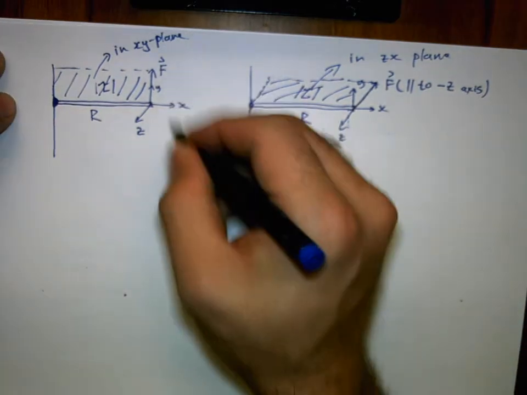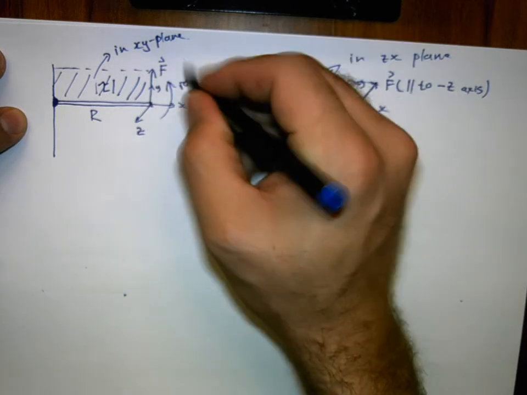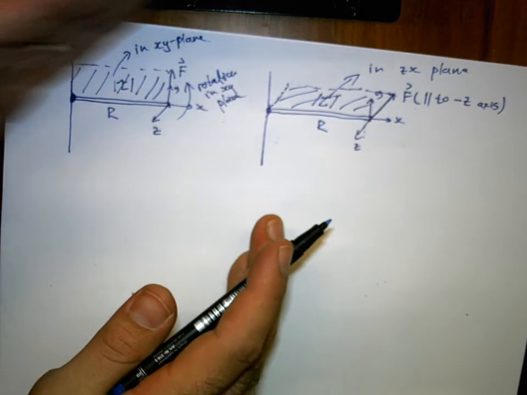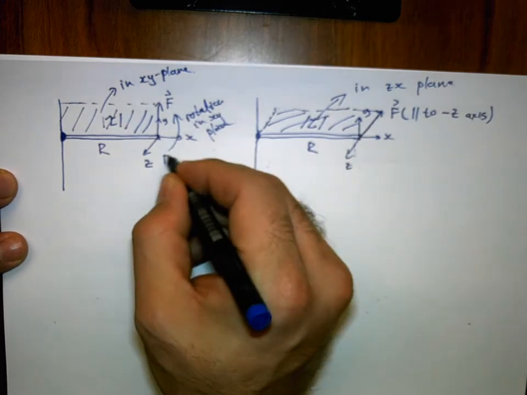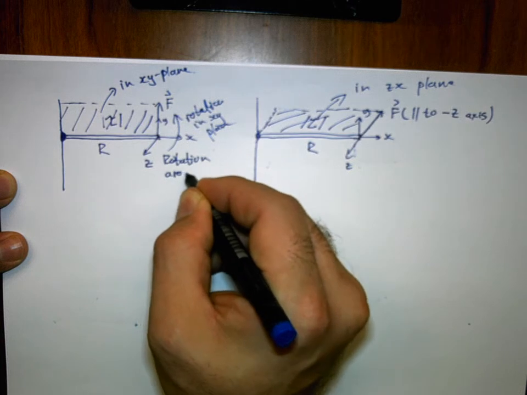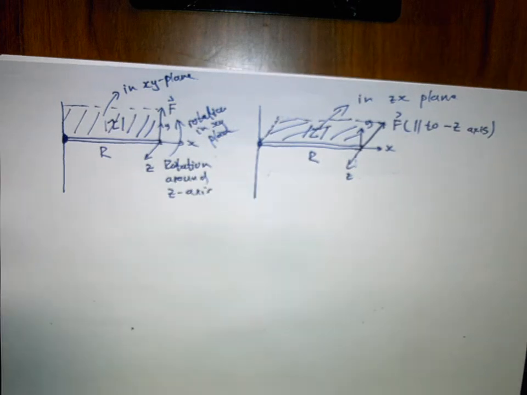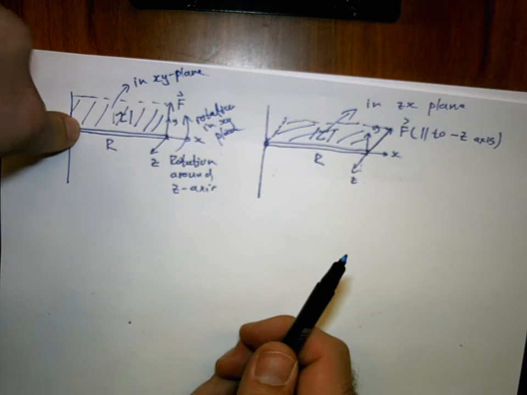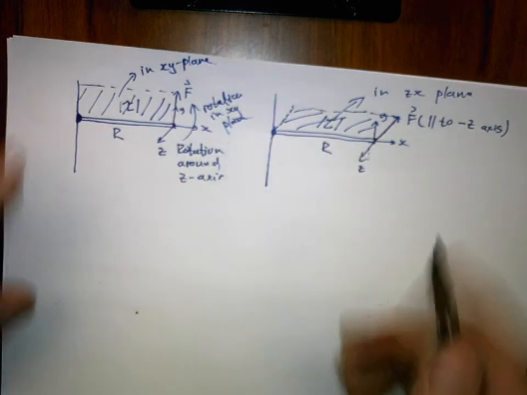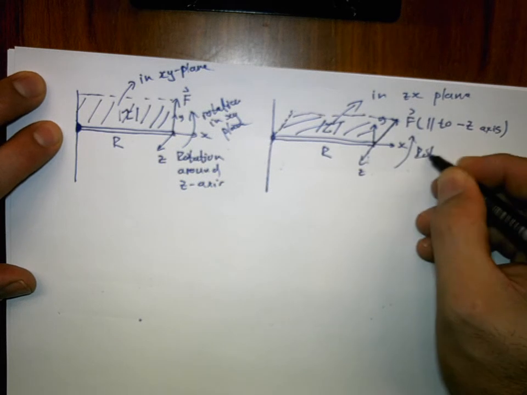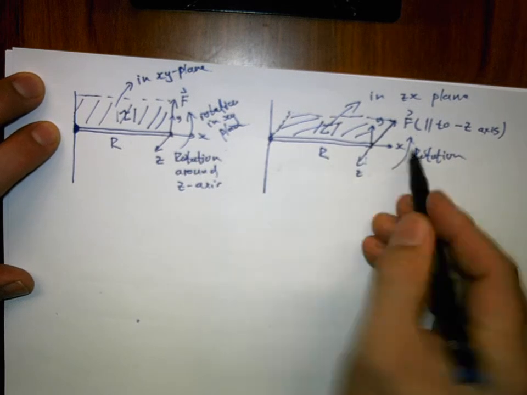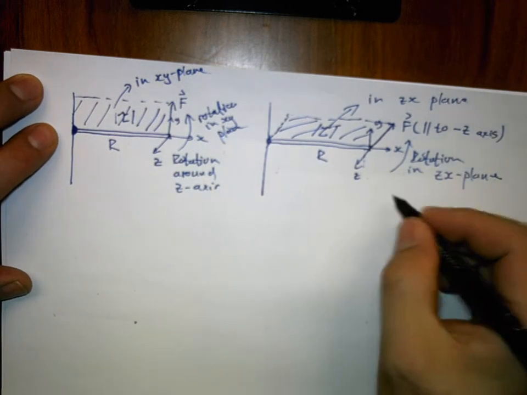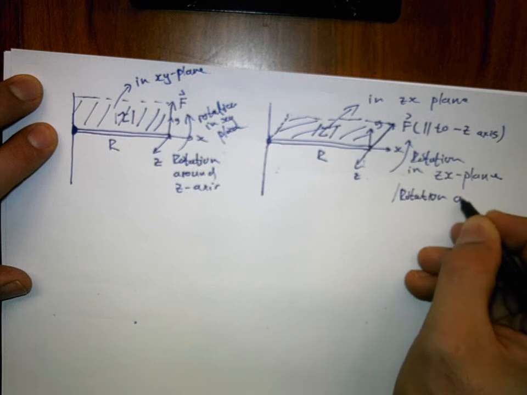Now we know this force will cause rotation in the xy plane. So this rod will rotate upwards like that. Or we can say this is also equivalent to rotation around the z-axis, the z-axis sticking out of the page. If this thing is rotating in the plane of the page, it's as if I've pinned it down with something parallel to the z-axis, and it's rotating around that pin. Here we've got rotation in the zx plane. So it will rotate into the page, or alternatively we can say this is rotation around the y-axis.